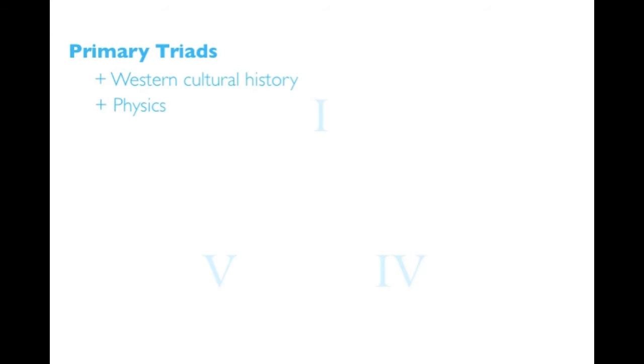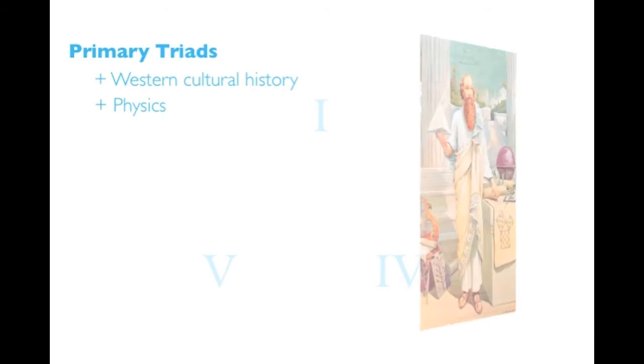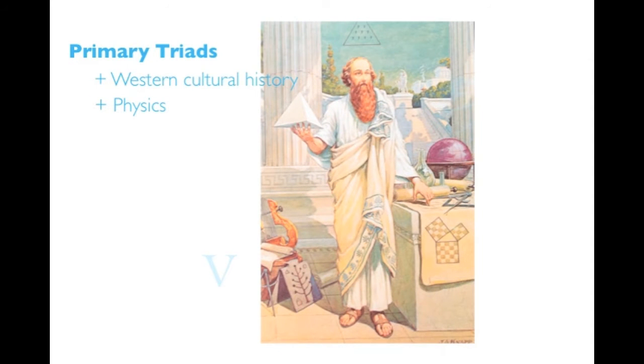But the real story behind primary triads is based in physics, and it was first told by this guy named Pythagoras about 500 BC. Pythagoras and his followers were obsessed with proportions, and this obsession knew no boundaries, which is why you may have heard his name in math classes and philosophy classes, political science, and now your music class.